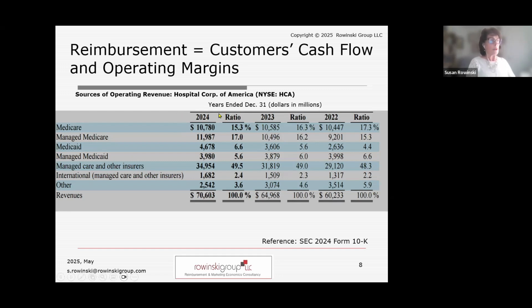So what we have here is fiscal year, and their year ends on the calendar year, December 31. And what we're looking at is revenues for 2024, 2023, and 2022. So in 2024, HCA, Hospital Corporation of America, made over $70.6 billion. In 2023, they made $64.9 billion. And in 2022, $60.2 billion.